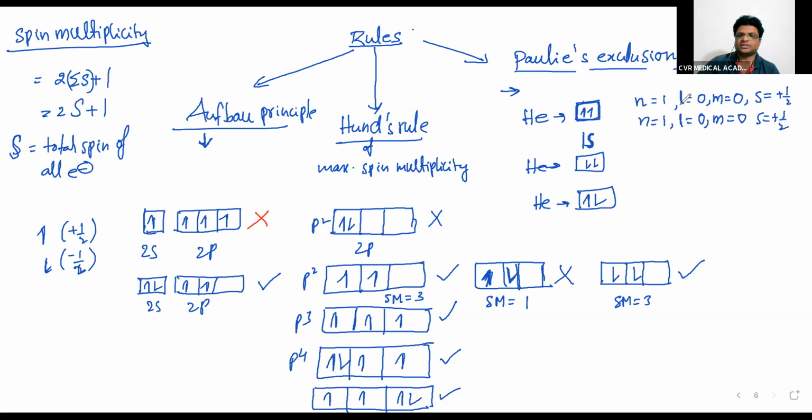Is this correct, plus half configuration? The two electrons have the same set of 4 quantum numbers. Incorrect, sir. That's incorrect. It should not be like that. That is according to Pauli's exclusion principle.